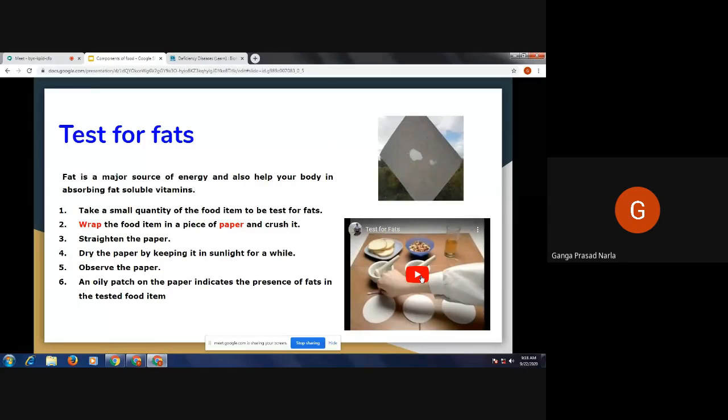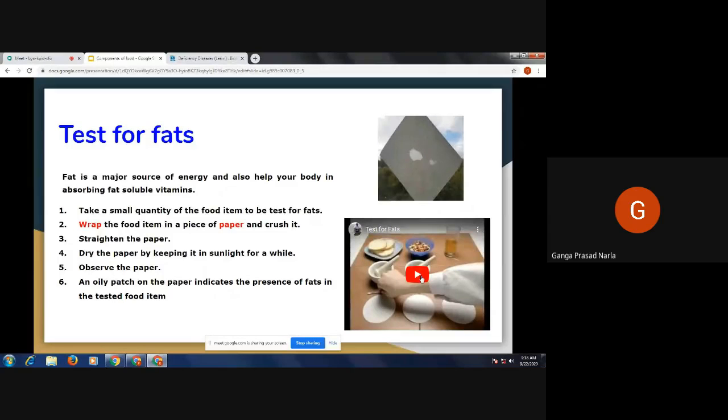So take 2 to 3 drops of milk or a milk product, like paneer or curd. Wrap the food item in a piece of paper. After a few minutes, if the paper contains oil patches, that food item contains fats.